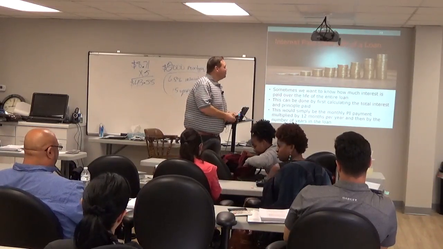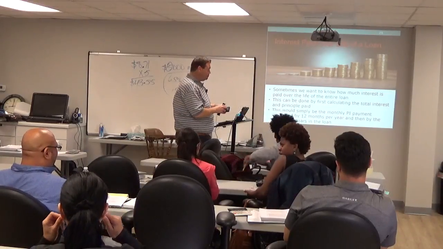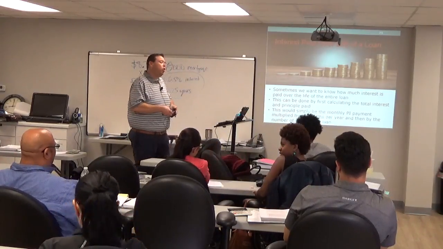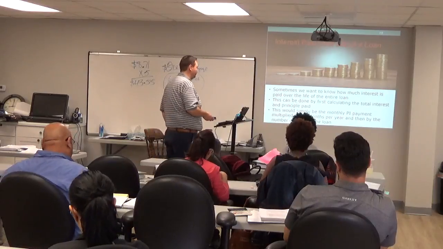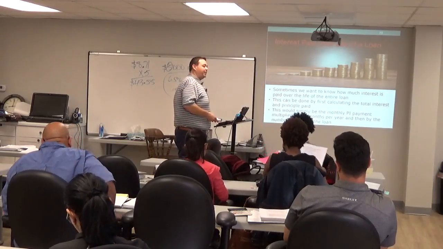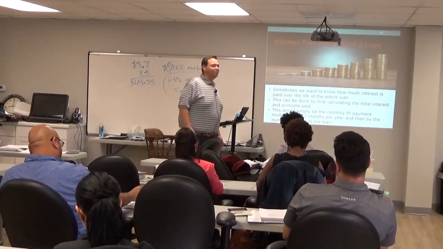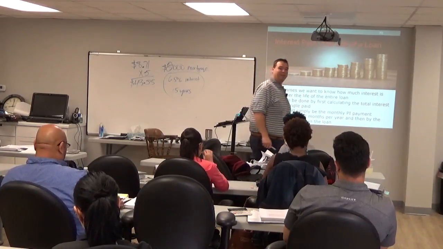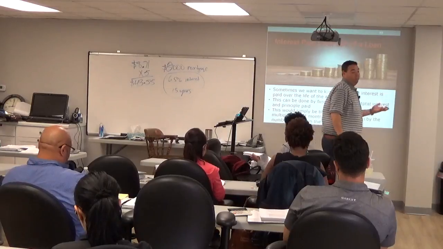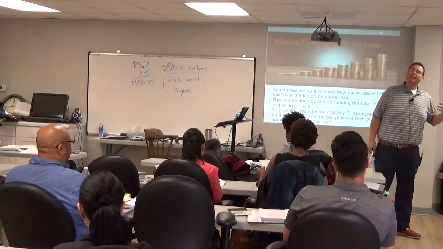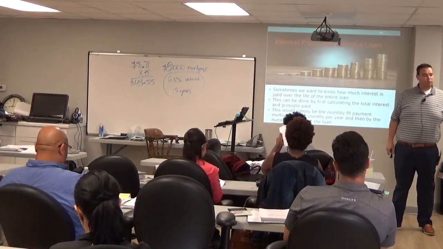All right. So, interest paid over the life of the loan. We kind of talked about this earlier to some extent. We used that silly example that we had a $1,000 loan being repaid at $100 a month for 12 months, and we just said, well, 100 times 12 is 1,200. That's the same thing that happens with mortgage loans.